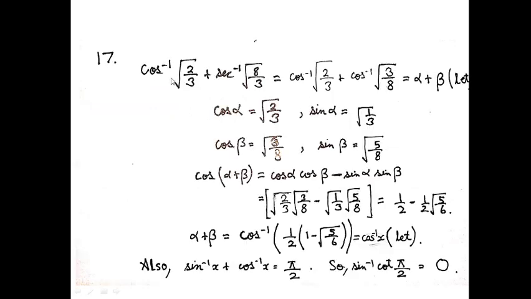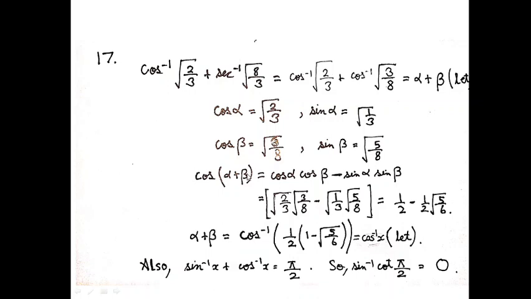See, cos inverse 2 by 3 plus sec inverse root 8 by 3 is cos inverse 2 by 3 plus cos inverse root 3 by 8, because sec inverse x is cos inverse 1 by x. Let that be alpha plus beta, meaning cos inverse root 2 by 3 is alpha, cos inverse root 3 by 8 is beta. So cos alpha is root 2 by 3, sin alpha will be root 1 by 3.